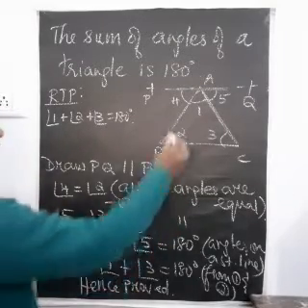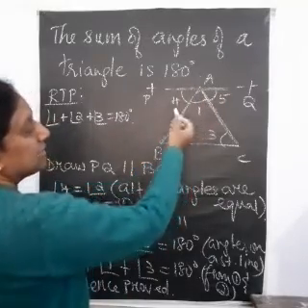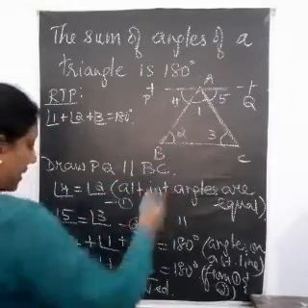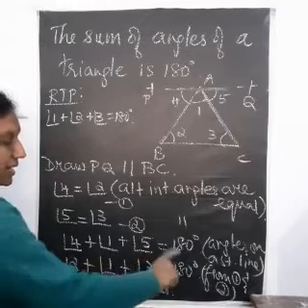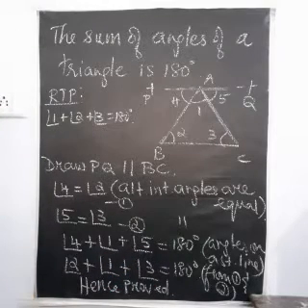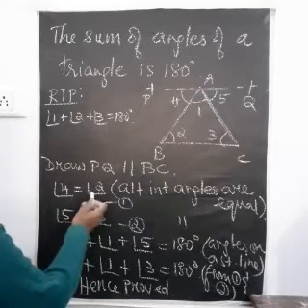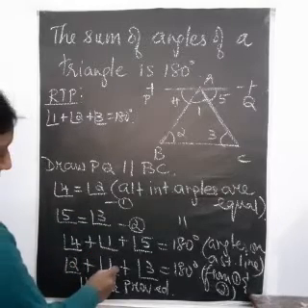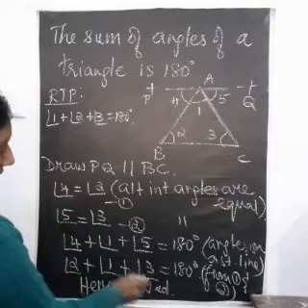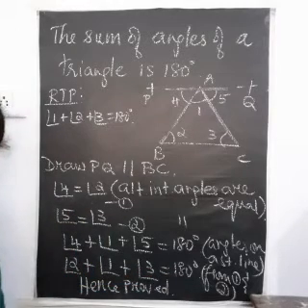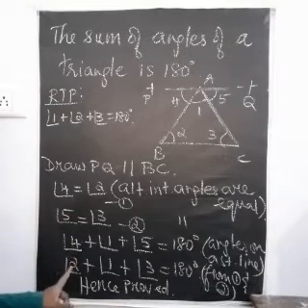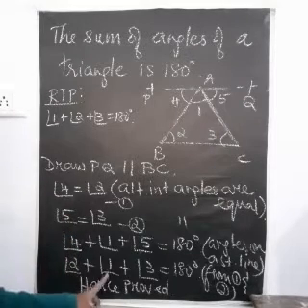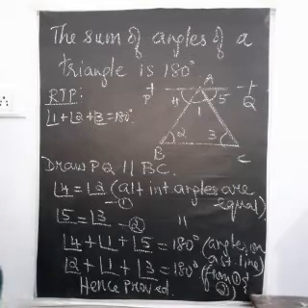Then, these angles on a straight line, which are the angles 4 plus 1 plus 5. So, 4 plus 1 plus 5 equal to 180 degrees. Angles on a straight line. Now what is angle 4 equal to? From here I get it as 2. I am keeping 1 as it is, and angle 5 is equal to angle 3, which is equal to 180 degrees. So what do I get? 2 plus 1 plus 3 equal to 180 degrees, hence proved.